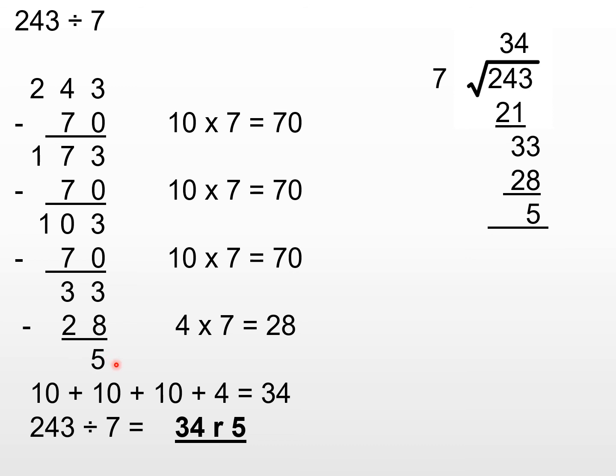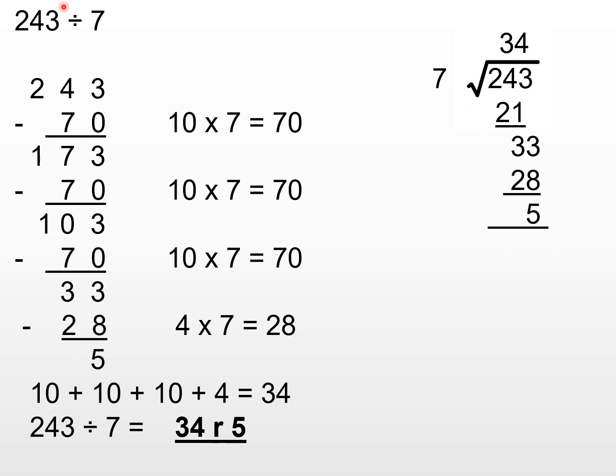5 is the remainder, and the real value is what? 10 plus 10 plus 10 plus 4, which is 34. My answer is 34 R5. 243 divided by 7 is 34 R5. You can go for this long division process.